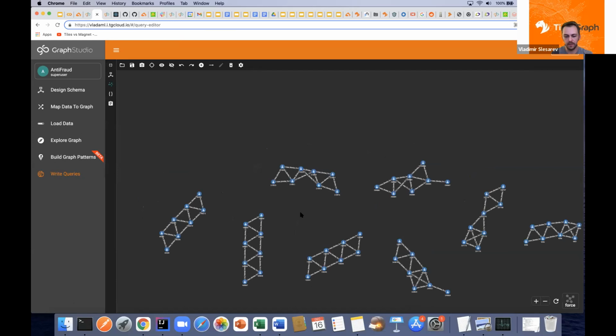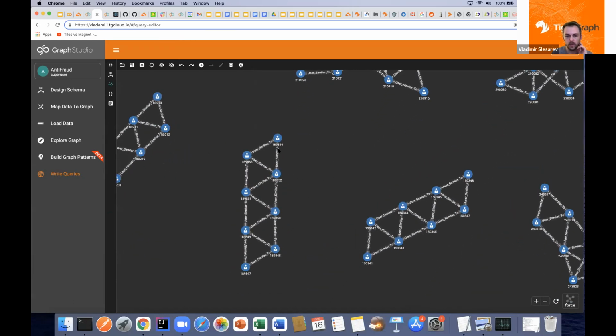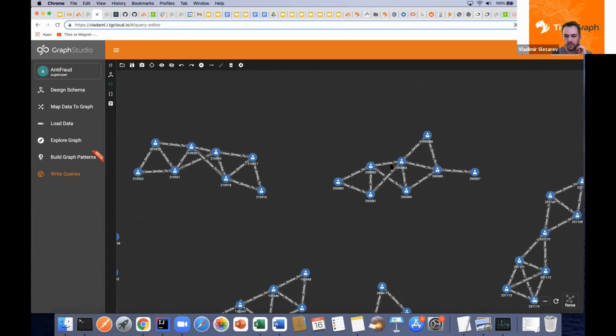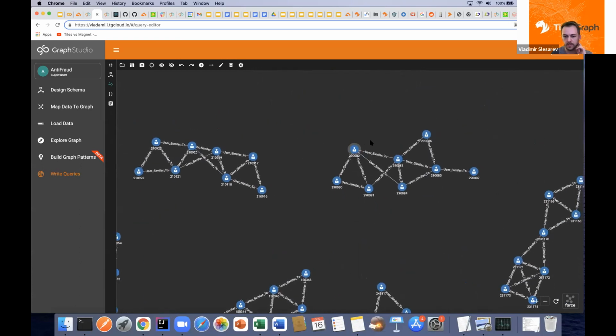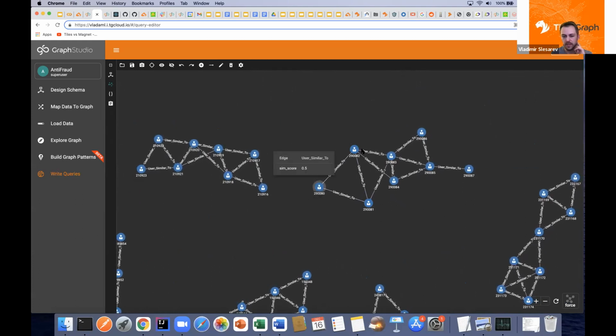What we have here is another graph algorithm. This is a label propagation algorithm. And what we see are these pseudo clusters of similar users. I'm able to determine that in this particular cluster, we have these users of varying similarity. These users are similar to each other.